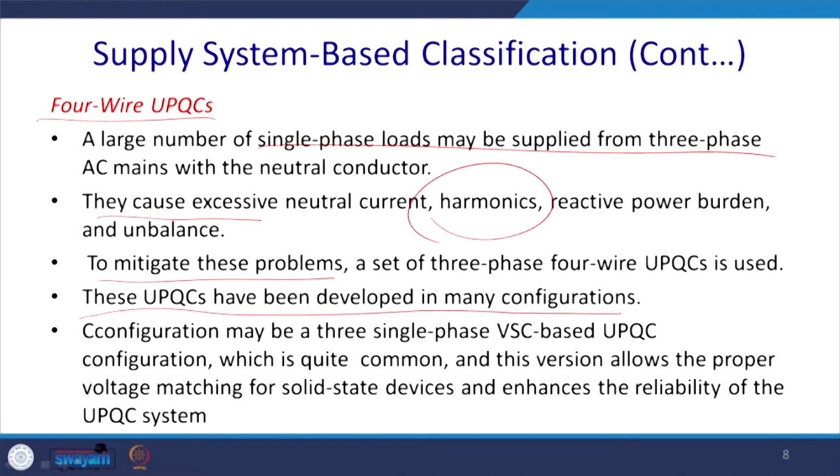The UPQC has been developed in many configurations. The configuration may be a single-phase VSC UPQC, which is quite common in this version, and allows the proper voltage match for the solid-state devices and enhances the reliability of the UPQC. So, this is where you will apply the 3-phase 4-wire system, and mostly its rating is a little less because the voltage of the 4-wire system is 440 volt and the current cannot be very huge, and for this reason it is limited to around 100 kilowatt.